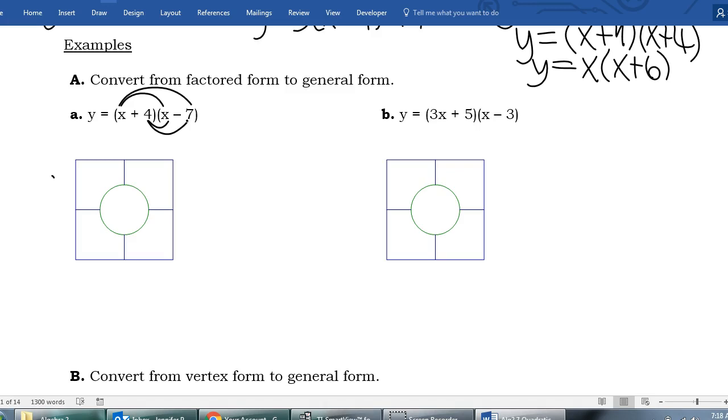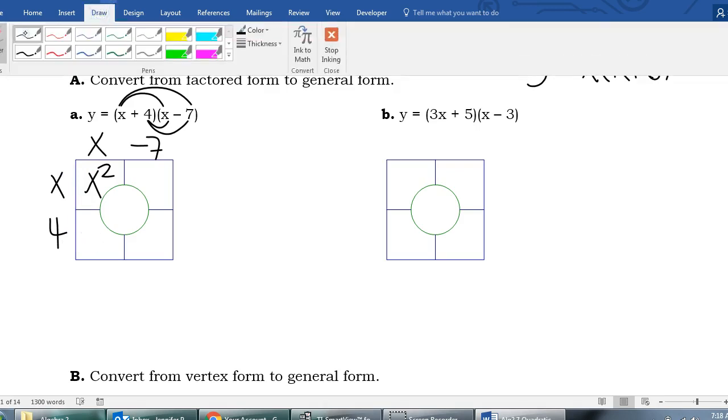So the way we do that is we put x plus 4, one of our factors, on the side, and then x minus 7, our other factor, on the top. And then each of these boxes line up with your first, your outside, your inside, and your last when you multiply them. So I would do x times x and put the answer in this box. So that would be x squared. And then I would do x times 4, and that would go in this box.